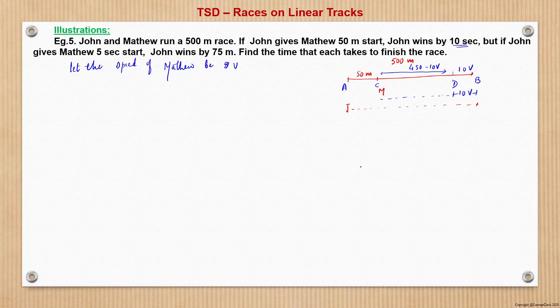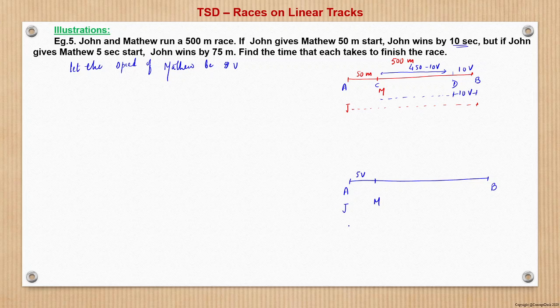So this is the first part. Now the second part says, but if John gives Matthew a 5-second start, let us draw it again, and again the points are A, B. So it means that Matthew is 5 seconds ahead. It means that Matthew has already run for 5 seconds. So this distance is 5v, right? This is at time t equal to 0, where John is here and Matthew is here.